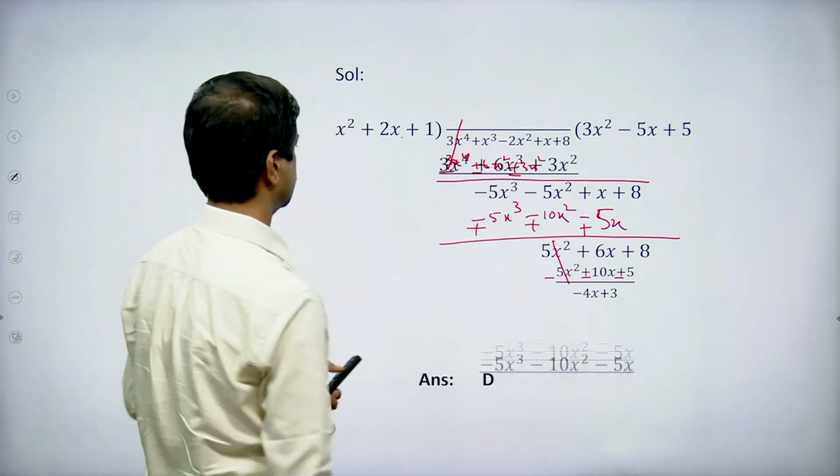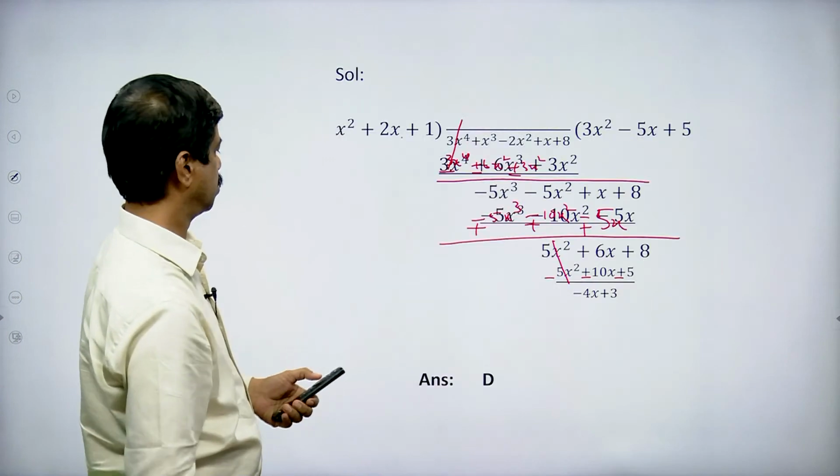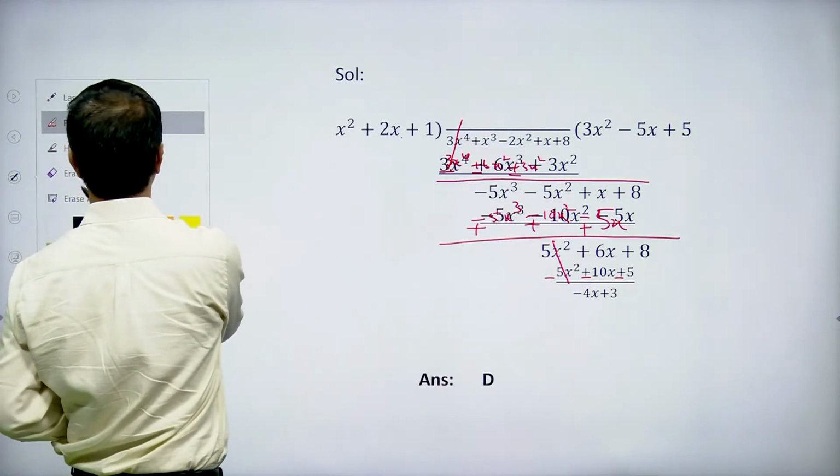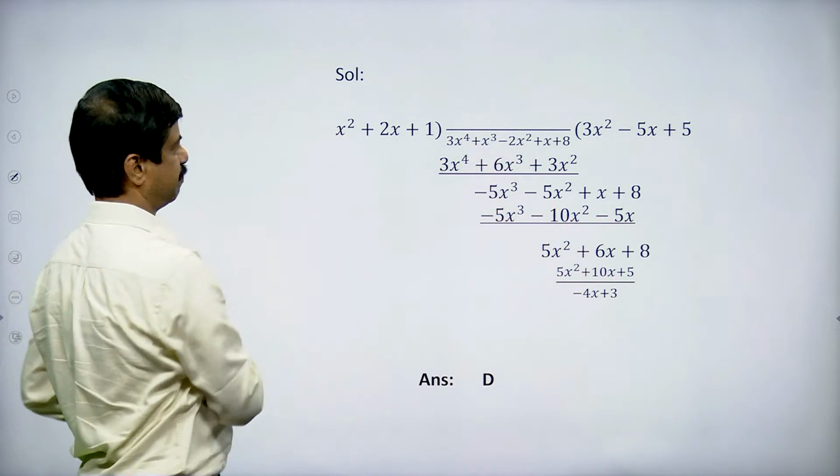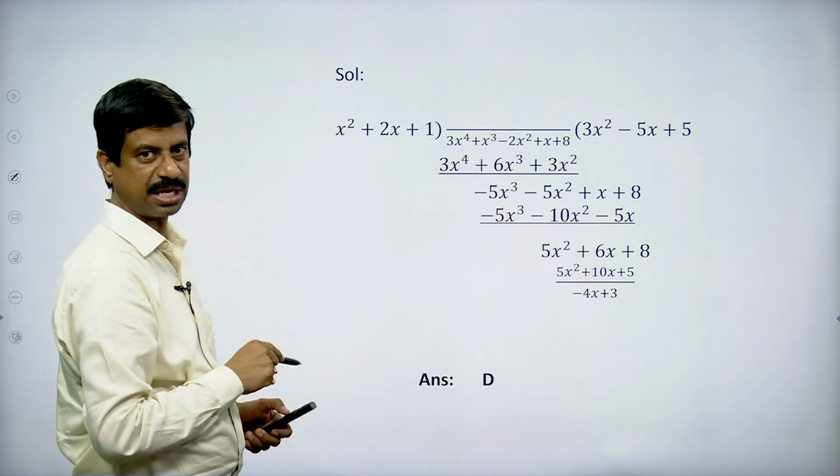Okay children, let us go to the next question. So here all these values are there as it is. So this is the final step.